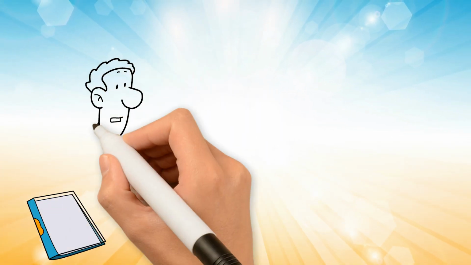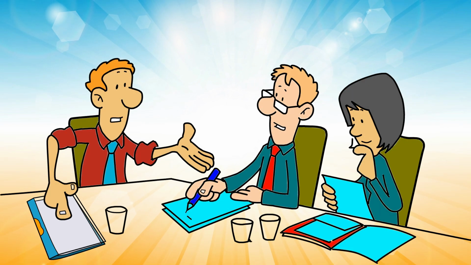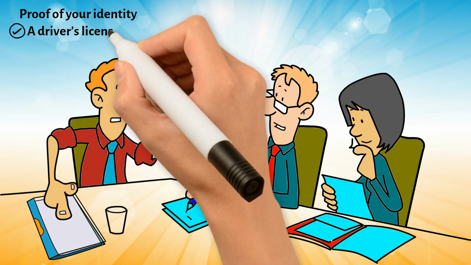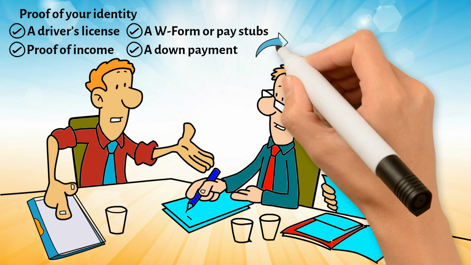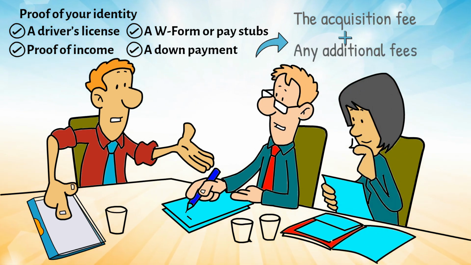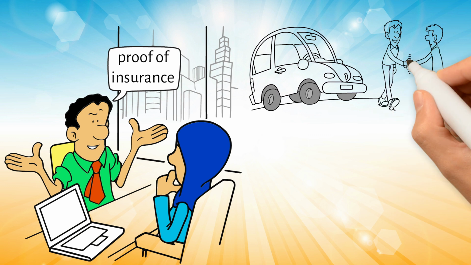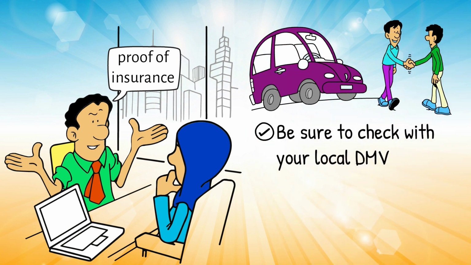You'll need several different types of documents to lease a car depending on the individual dealership. However, you'll typically need to provide proof of your identity, such as a driver's license, proof of income, a W-2 form or pay stubs, and a down payment that covers the acquisition fee plus any additional fees that may apply. Many states will also require proof of insurance before you're allowed to take possession of the car. Be sure to check with your local DMV for more information on what's needed in your area.